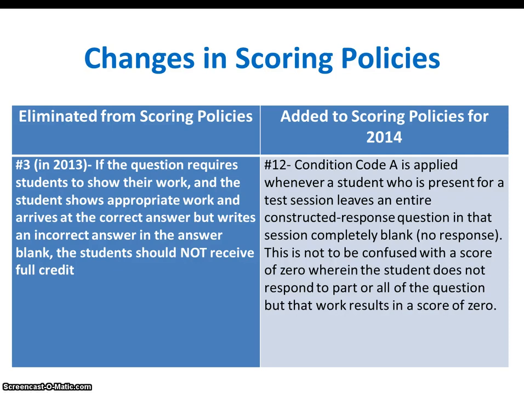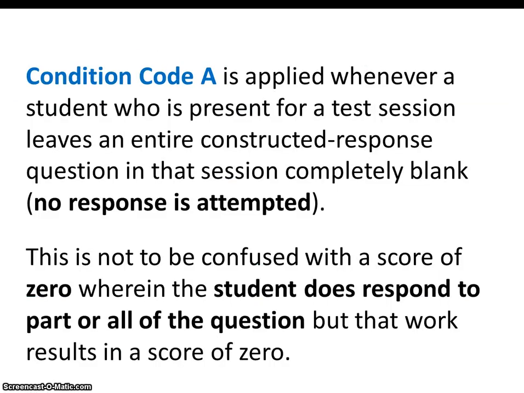But added to the scoring policies for 2014 is the condition code A. And this is whenever a student who is present for a test session leaves an entire constructed response question in that session completely blank, no response, nothing is written in that area, that's a code A. The 0 is when the student does respond to the question and there's no work that can be scored. There's nothing that equals any points. That's a 0. So again, here's another slide that says the same thing.